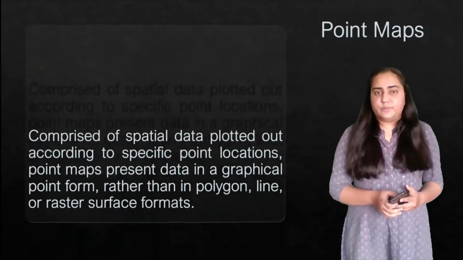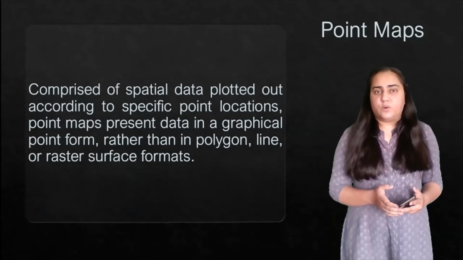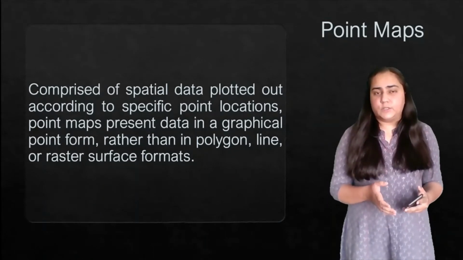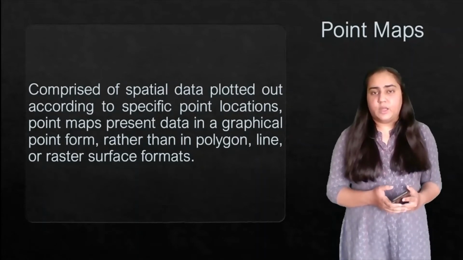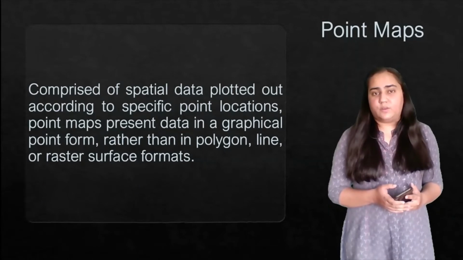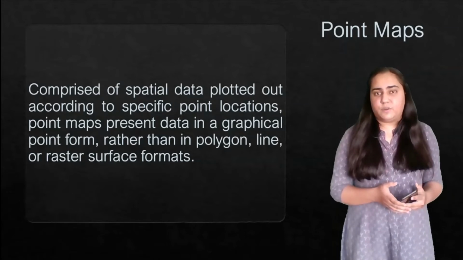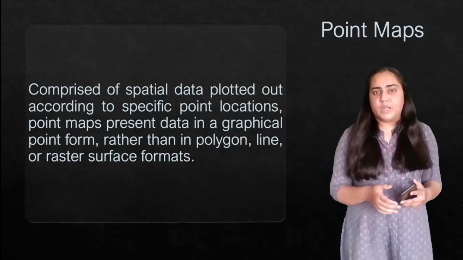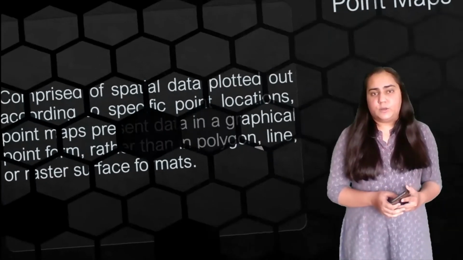Next, we have point maps. Comprised of spatial data plotted out according to specific point locations, point maps present data in a graphical point form rather than in polygon, line, or raster surface formats. So instead of showing it as a polygon or a line or a raster surface format, point maps are plotted out according to specific point locations.